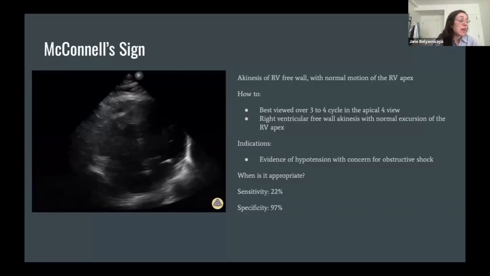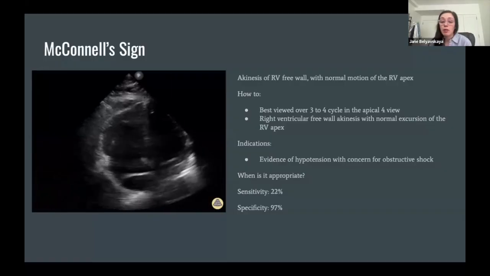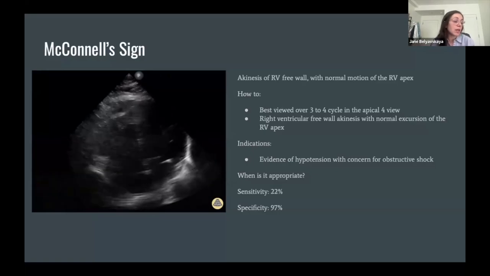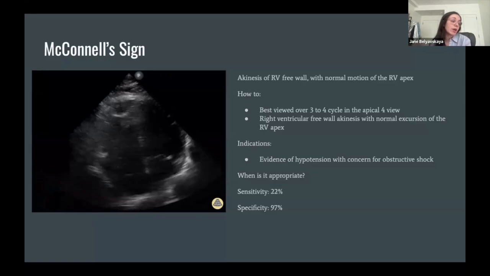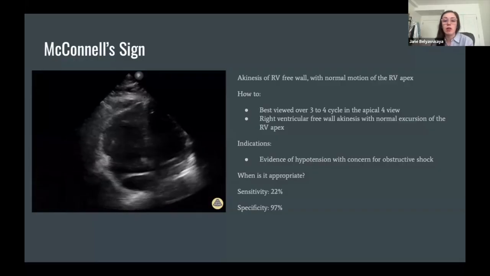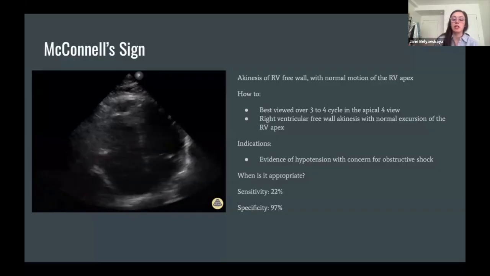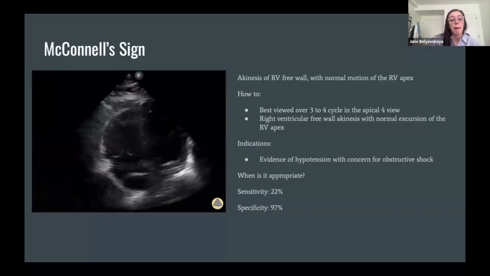It is notable that you can get McConnell sign with other pathologies, though, including acute elevations in RV afterload, RV infarction, or extrinsic compression of the pulmonary vasculature secondary to, let's say, a mass.